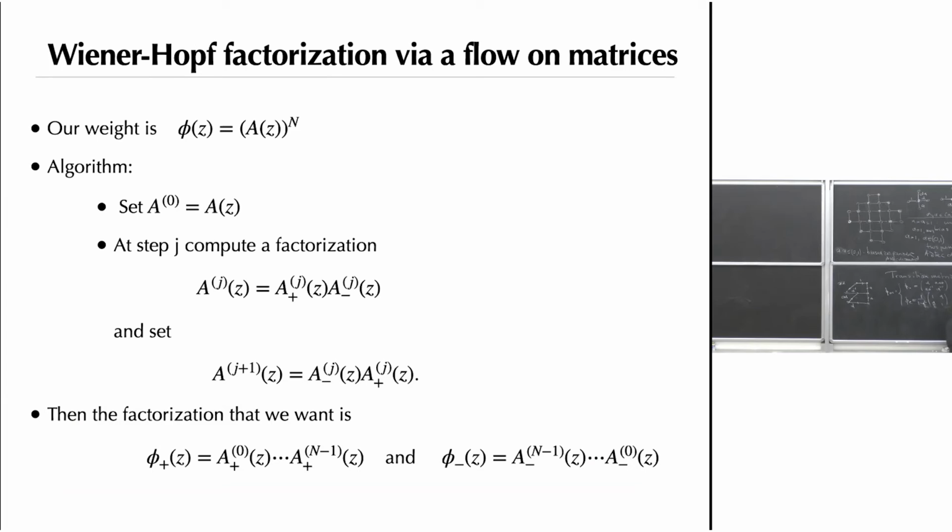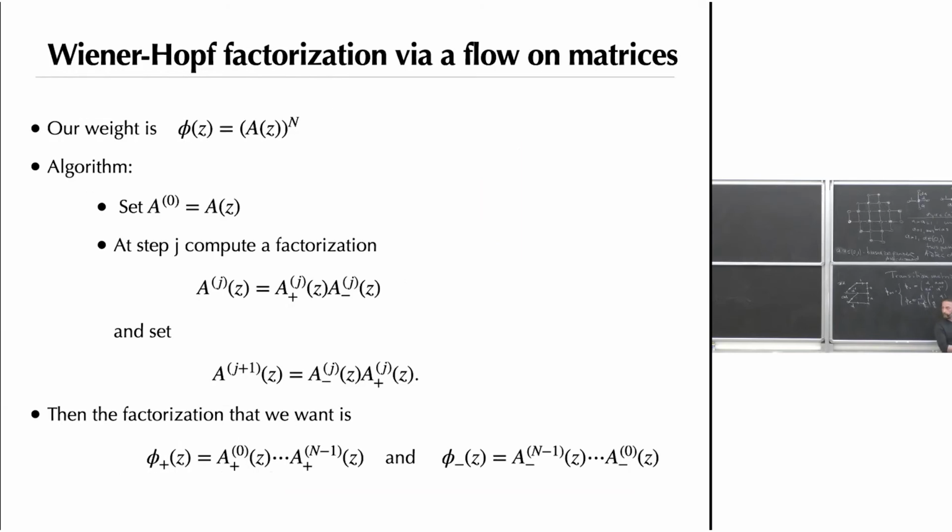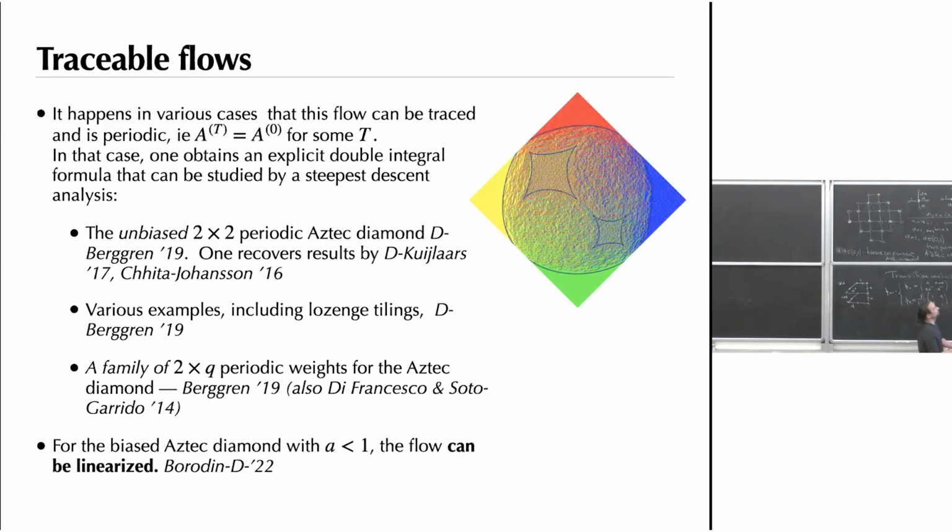But again, this is a problem because we need to do this capital N times. So the whole question is, can we find this flow of matrices? Can we control this flow of matrices? Okay? Now it turns out, and I will be very brief about this, that in this example, if I set a equals 1, if you do this 4 times, you're back to the original matrix. Your flow is periodic.